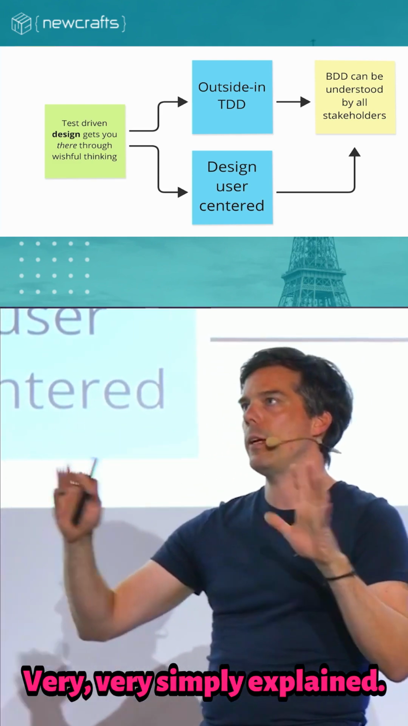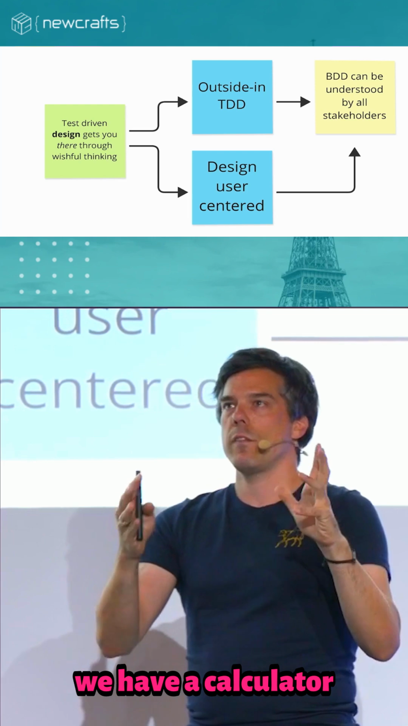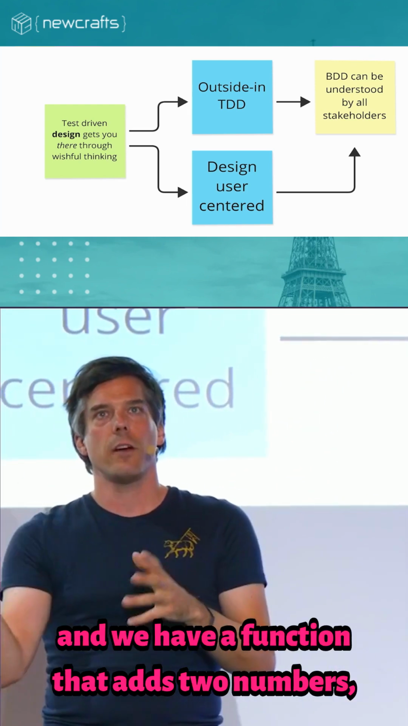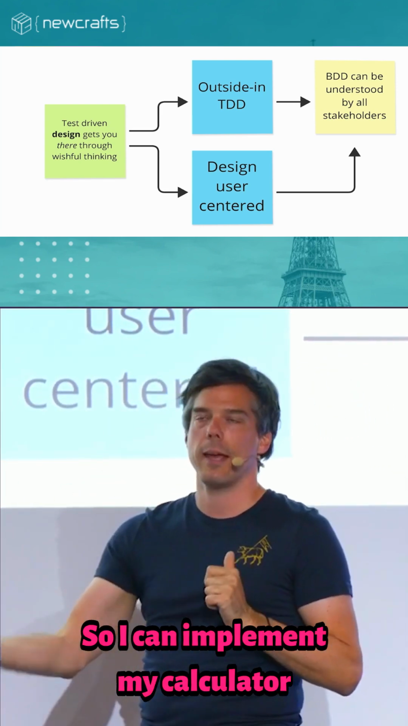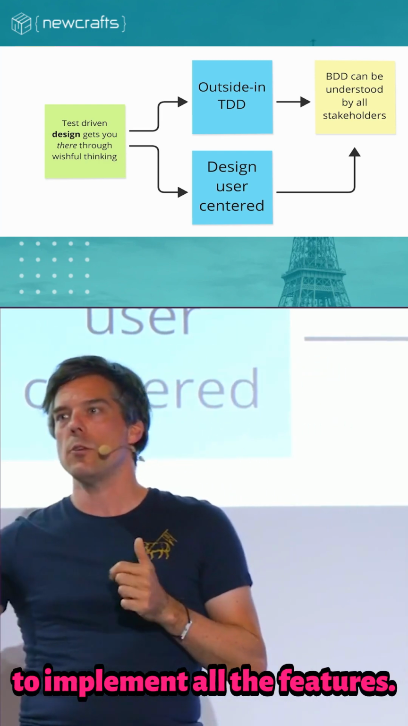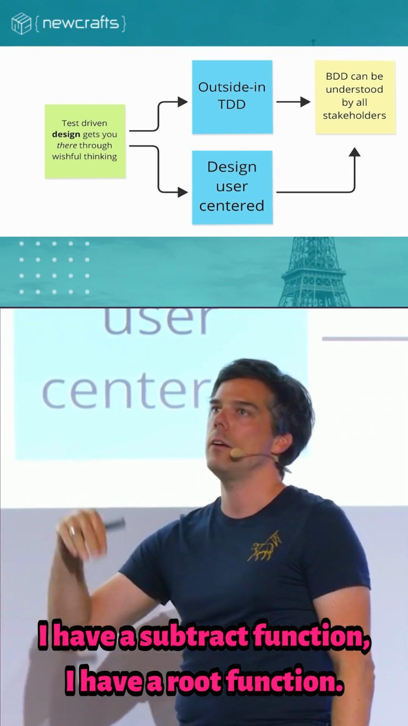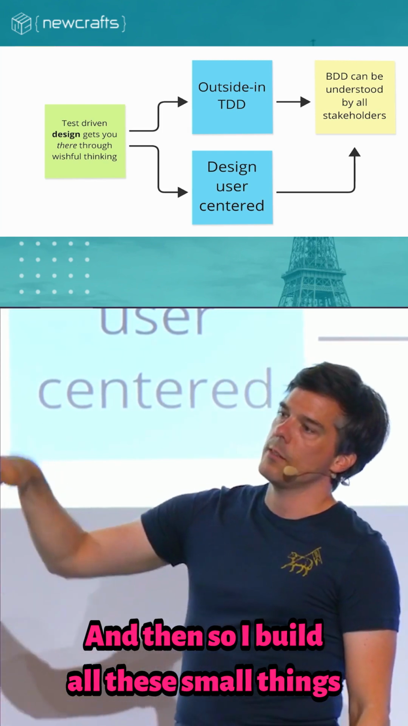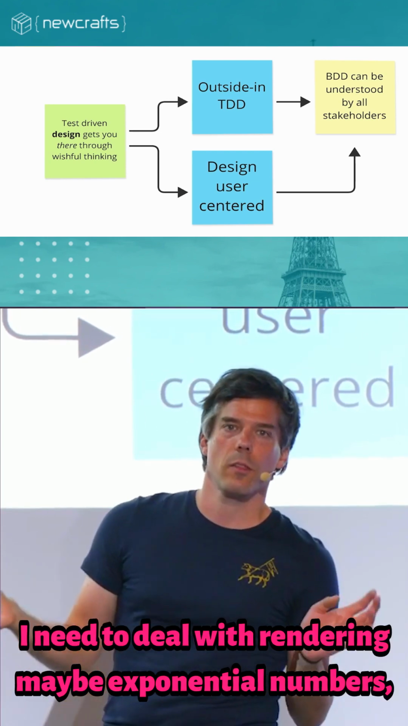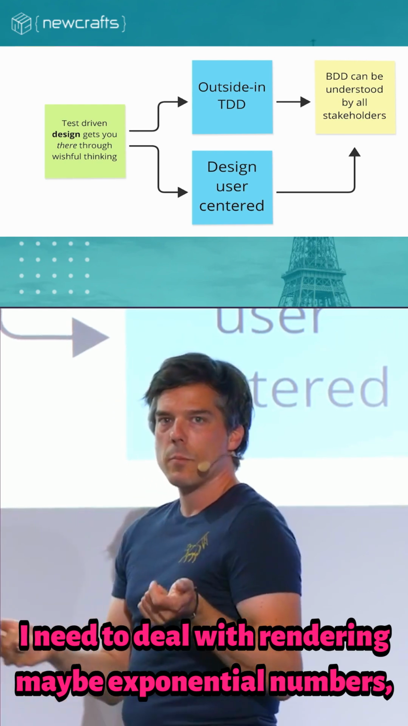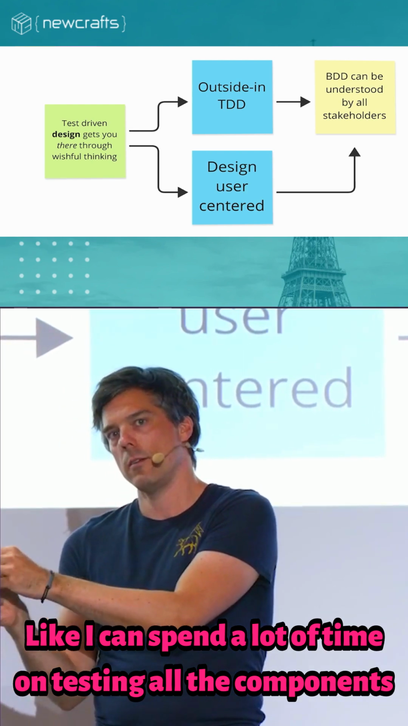Very, very simply explained, if we talk about writing tests, let's say we have a calculator, and we have a function that adds 2 numbers, or we have a calculator as the product. I want a calculator. So I can implement my calculator and a test for it by really starting to implement all the features. I have an add function and I write a test for it. I have a subtract function. I have a root function. And so I build all these small things that a calculator should be doing. Oh, let's pull in modulo. What else do I have? I need to deal with rendering, maybe exponential numbers, how to display floats, whatever. I can spend a lot of time on testing all the components.